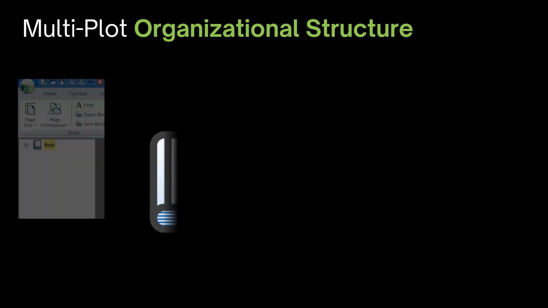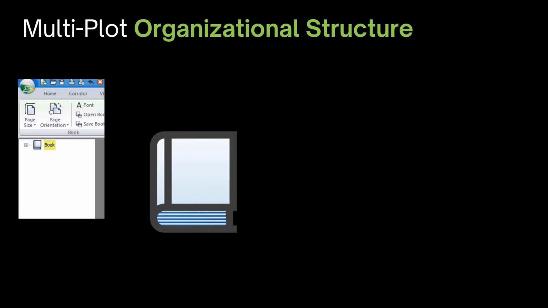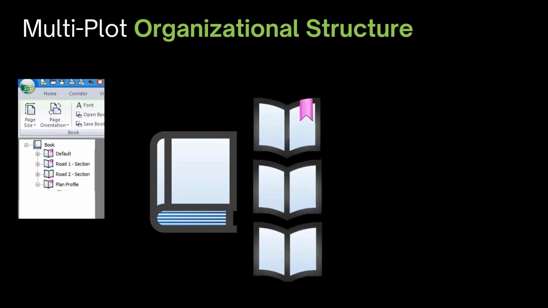But first, as I mentioned, a little bit more of an introduction into how Multiplot works. Multiplot has a bit of a unique organizational structure. So we start with what we call the book level. A Multiplot book contains one or more chapters within it, and each chapter can represent its own page type, such as the title page we just looked at, a plan profile, or maybe even a cross section.